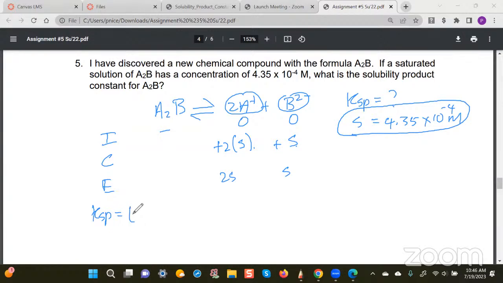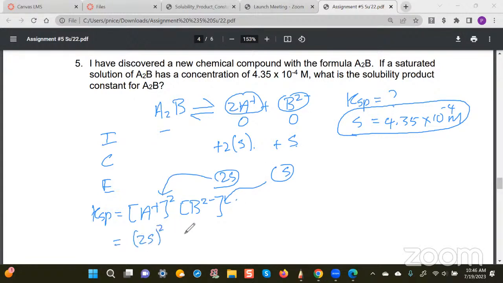Would it be the concentration of A squared times the concentration of B2 minus? Exactly. So all we have to do now is plug in these terms into here and here. So you're going to end up with 2S squared times S, which would be equal to 4S cubed. And then all we have to do is, where we have S, we put this value here. So it becomes 4 times 4.35 times 10 to the minus 4, cubed.